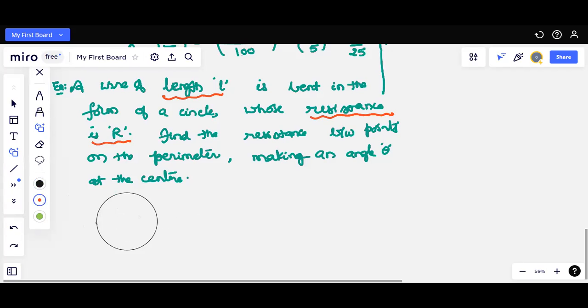This is a circle, okay, whose length is L. Keep in mind, total length. And suppose if you start from here, total length is L. And suppose the radius is R for the circle.